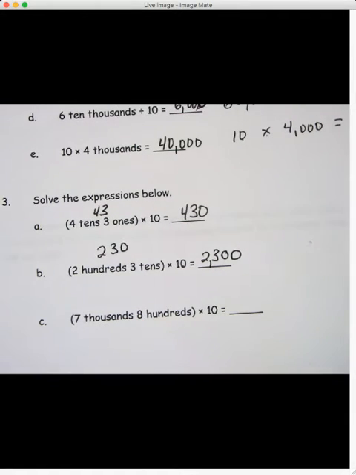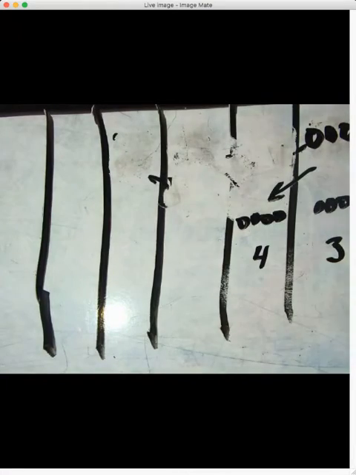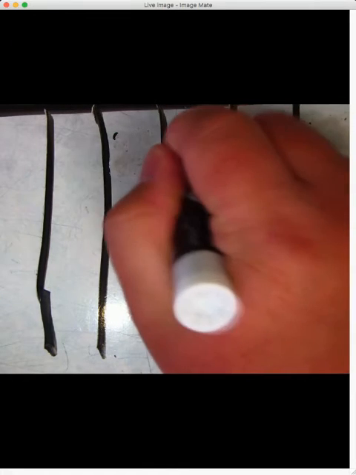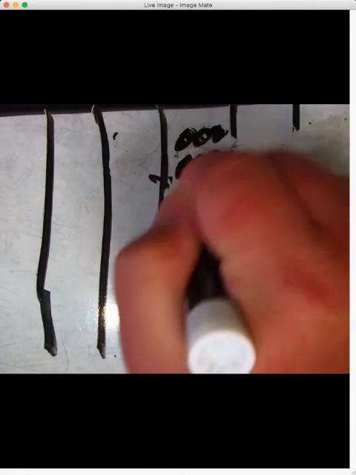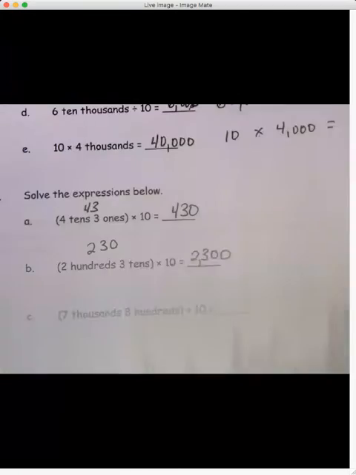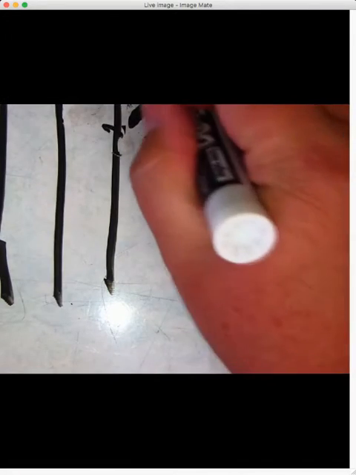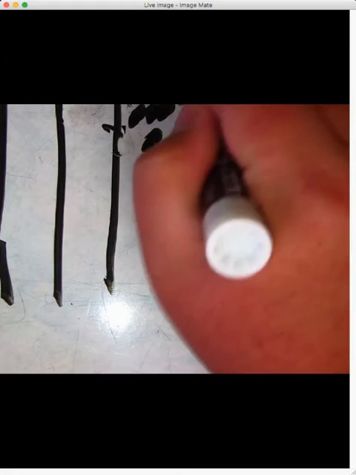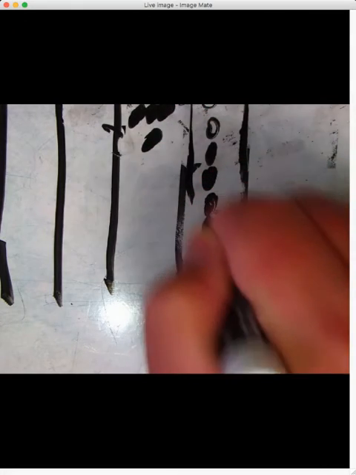7,800s. Let's look at our place value chart real quick. 7,000s and 800s. My place value chart's getting messy. 7,000s, 1, 2, 3, 4, 5, 6, 7. And how many hundreds? 800s. Let's fix this up. 1, 2, 3, 4, 5, 6, 7, 800s. Let me zoom out.